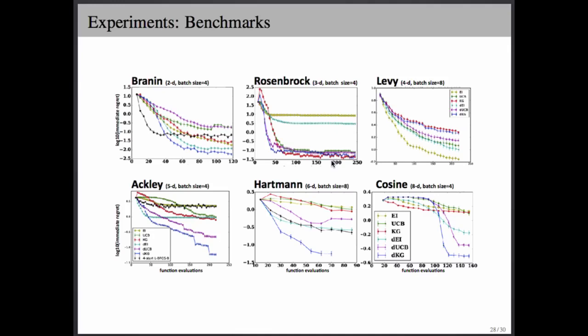Thanks, Peter. So we tested derivative-enabled knowledge gradient on a number of popular optimization benchmarks, comparing to several zero and first-order alternatives, including the derivative-enabled expected improvement and derivative-enabled UCB, showing generally improved performance. We don't win on one of these experiments, but you can't win everything.